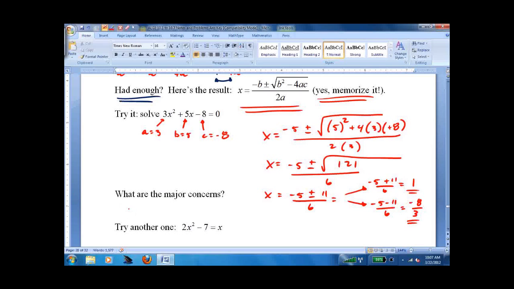So what are the major concerns? Well, in my experience, negatives always get messed up. You saw I made the mistake a couple times in there. Remember, there should be 2 answers. A lot of people forget about that, and that's usually, as we'll show you in a little bit. It's just complicated algebra. It's complicated math. You just got to get it done right.